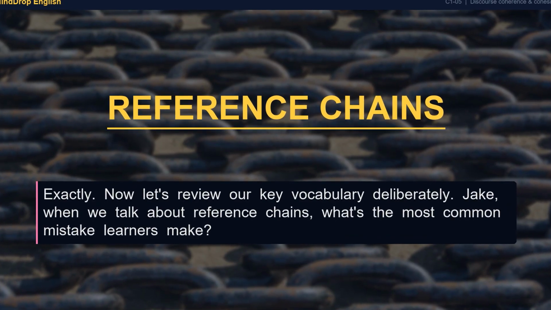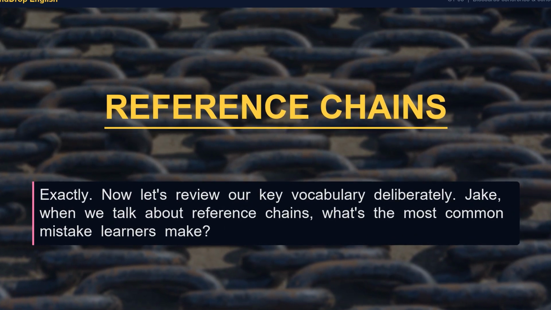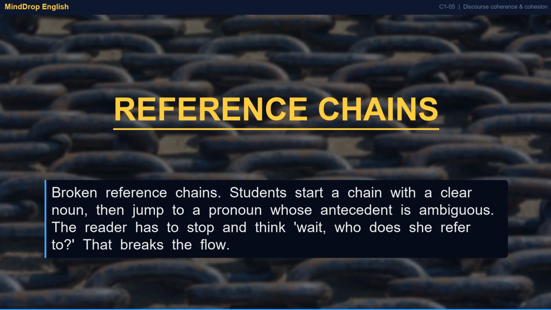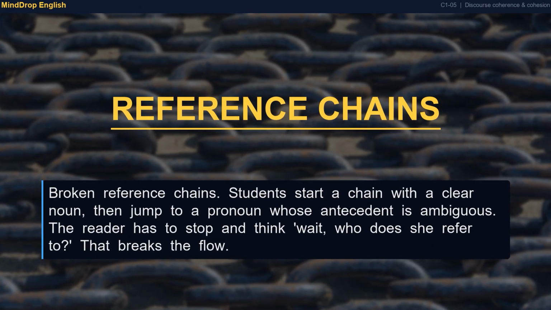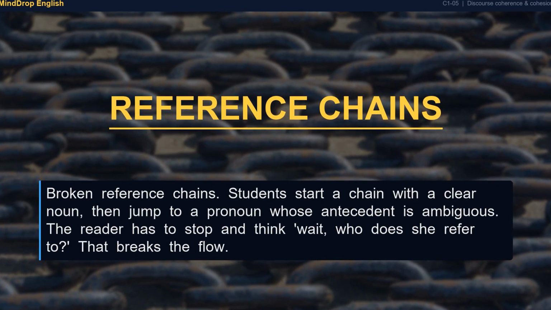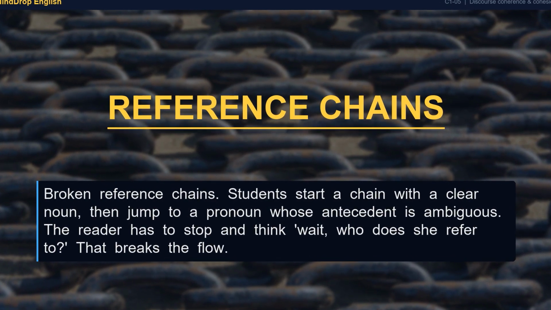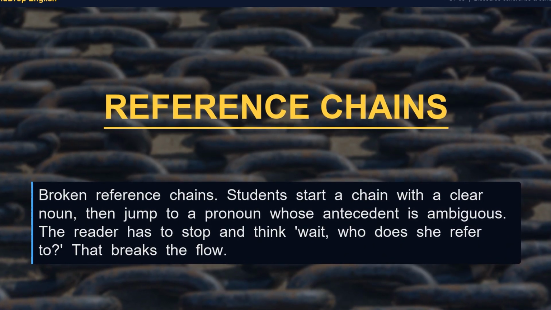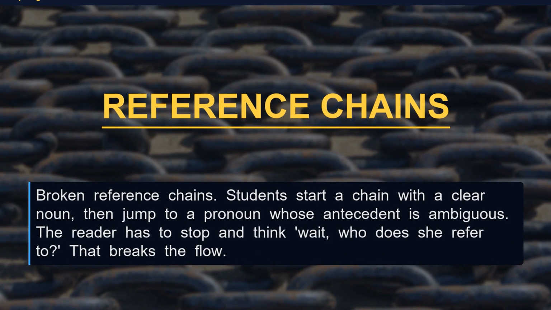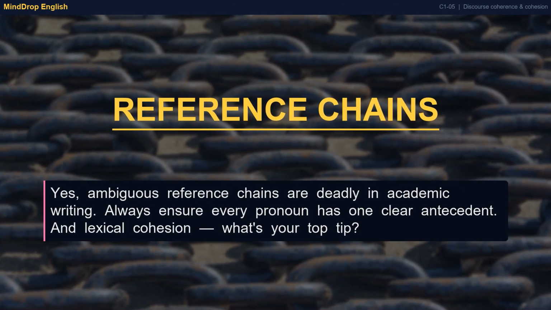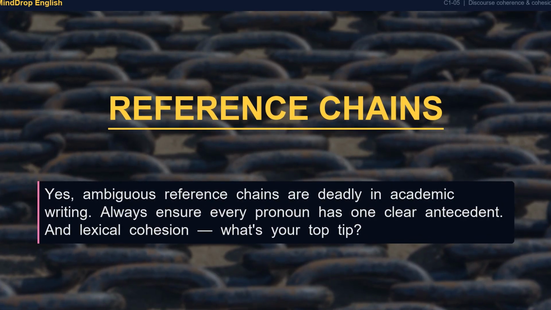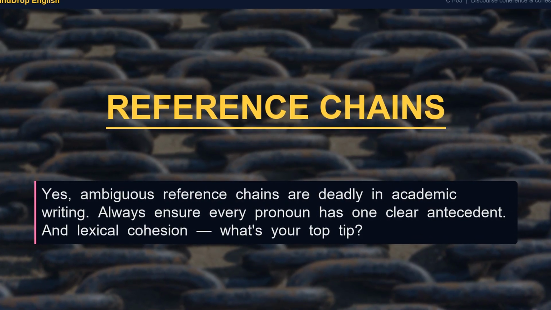Jake, when we talk about reference chains, what's the most common mistake learners make? Broken reference chains. Students start a chain with a clear noun, then jump to a pronoun whose antecedent is ambiguous. The reader has to stop and think, wait, who does she refer to? That breaks the flow. Yes, ambiguous reference chains are deadly in academic writing. Always ensure every pronoun has one clear antecedent.